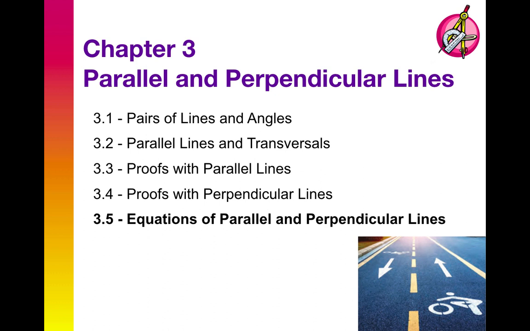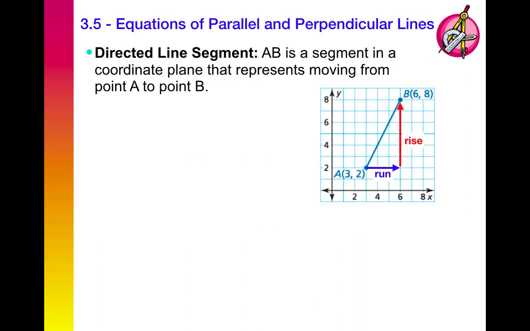Mr. Greenstein's Geometry. We're in Chapter 3, Section 5. We're going to talk about equations of parallel and perpendicular lines. So first we're going to talk about a directed line segment. And that just means that it's a segment in which we're moving from one endpoint to another endpoint. In this case, we're moving from point A to point B of the segment AB.